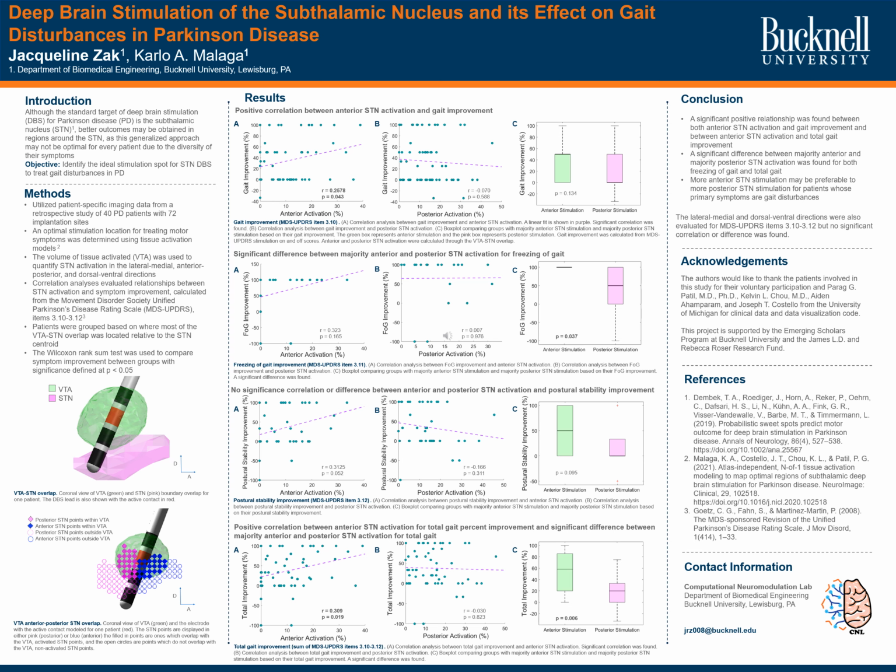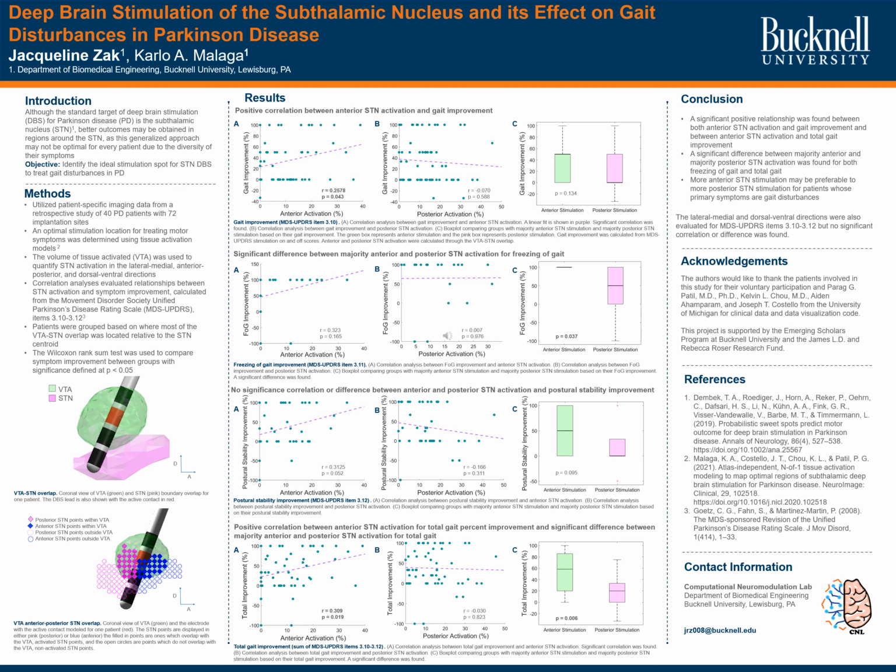The first figure on the left shows the overlap between the VTA and the STN, which is the area where this analysis is focused on. The figure below shows the split between two halves, anterior and posterior in this case. After calculating the STN-VTA overlap, I performed correlation analyses between the STN activation and symptom improvement for 4 symptoms: gait, freezing of gait, postural stability, and total gait, which is a combination of the first 3 symptoms I listed.